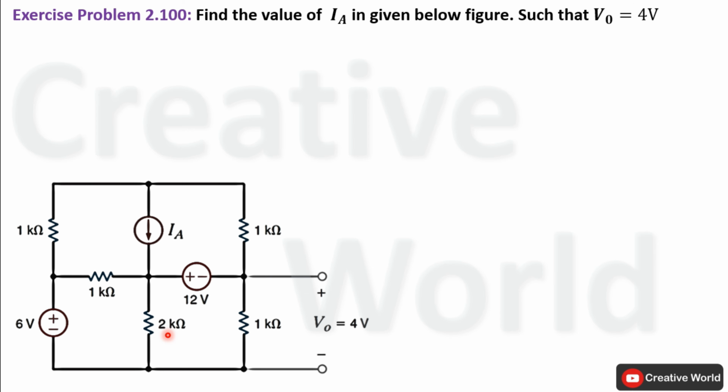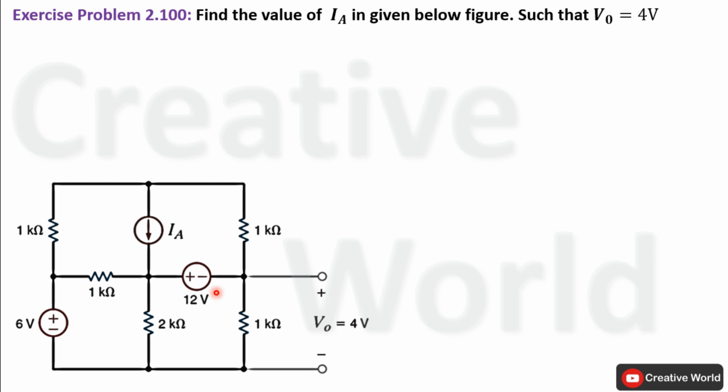Inside this network, we have to find the value of this constant current source labeled as IA. While one condition is given in this scenario, voltage across this 1 kilo ohm resistance is 4 volt. So without wasting time, let's proceed towards the solution.